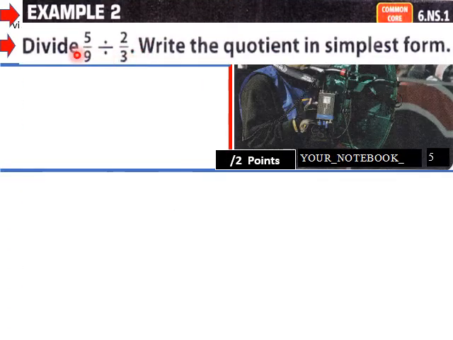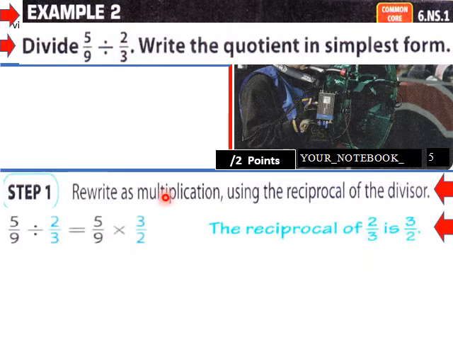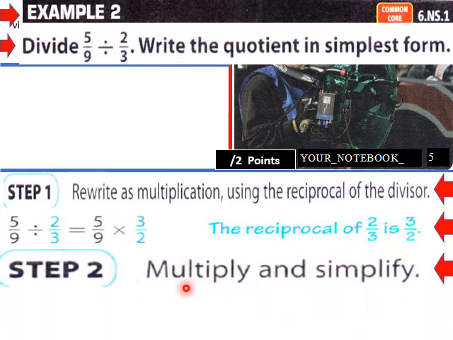Example 2, divide 5/9 divided by 2/3. Write the quotient in simplest form. So step 1, rewrite as multiplication using the reciprocal of the divisor. Here's our divisor, 2/3. So 5/9 divided by 2/3 equals 5/9 times 3/2. We reciprocate our divisor here. And then we multiply. We invert and multiply 5/9 times 3/2. Reciprocal of 2/3 is 3/2.